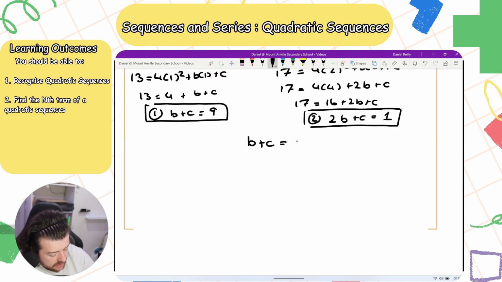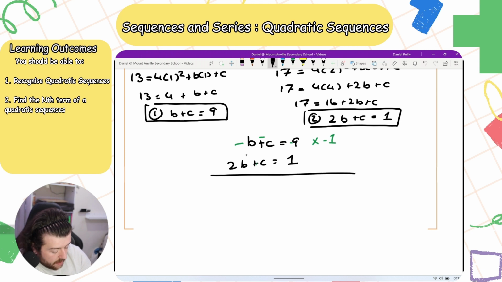So b plus c is equal to 9, and 2b plus c is equal to 1. I'm just going to multiply the top one by minus 1, because I want to cancel out the c's. So minus b minus c equals minus 9. Add them up. 2b minus b is b. Minus c plus c is 0. Minus 9 plus 1 is minus 8. So b is equal to minus 8.